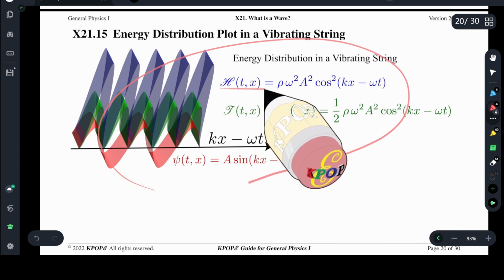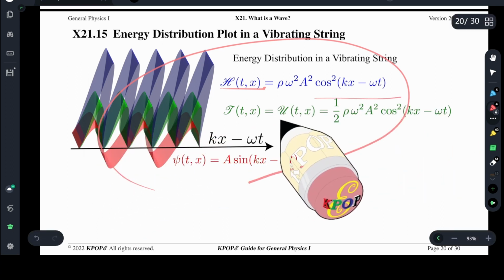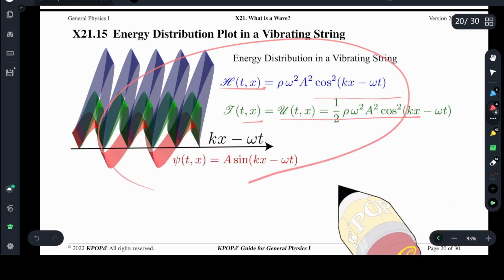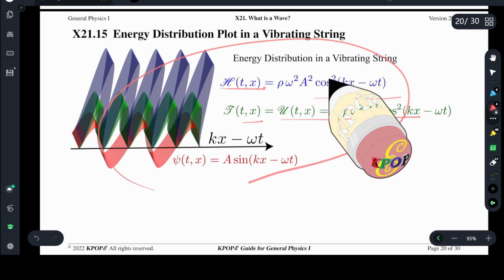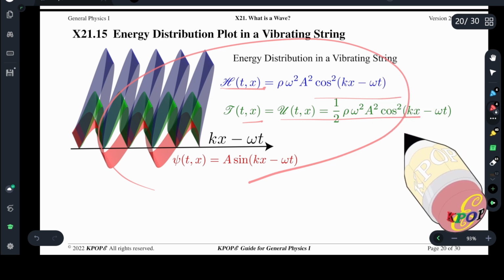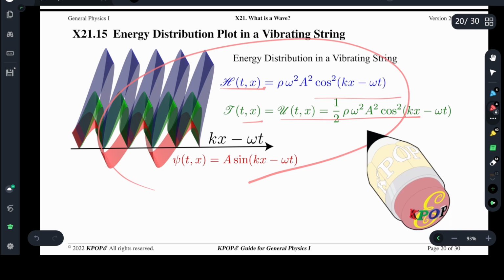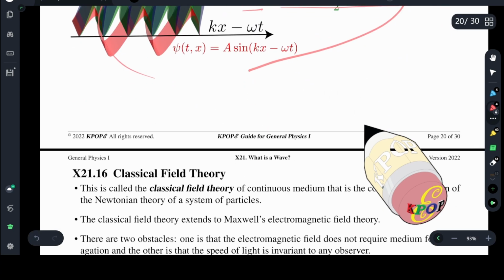This is a Hamiltonian density. Everything is all in phase. Okay, kinetic energy density, potential energy density, Hamiltonian density. And if you take the average, it is just 1/2. This kind of structure is exactly the same for electromagnetic waves. So in the next semester, when we learn electromagnetic wave propagation, the same logic will be used. This is called the classical field theory.